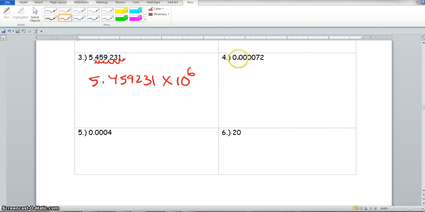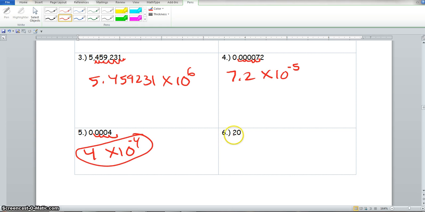Now for number 4, move 1, 2, 3, 4, 5. So it'll be 7.2 times 10 to the 5th power. But since we move to the right, it'll be a negative 5. Now number 5, we move 1, 2, 3, 4 places. So this would be 4 times 10. And since we move to the right 4 places, it'll be to the negative 4 power.